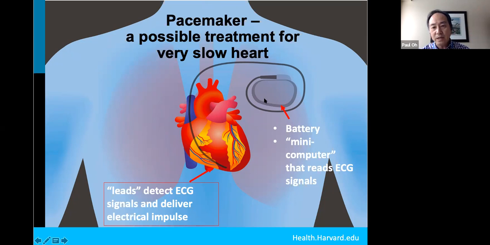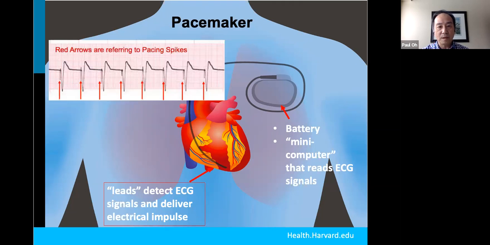It is composed of a battery and a mini computer that is very good at reading electrical signals from the heart. There is a wire that is tunneled into the major blood vessel on the left, just underneath the collarbone on the left-hand side typically. And then that wire goes through to the heart itself. There may be one wire that's placed into the inner chamber of the ventricle. Sometimes there's another wire that is placed into the atrium. And these wires, or so-called leads of the pacemaker, detect the electrocardiogram. They read the electrocardiogram signals all the time, and then can deliver an electrical impulse if necessary under circumstances where the heart may be going too slow.